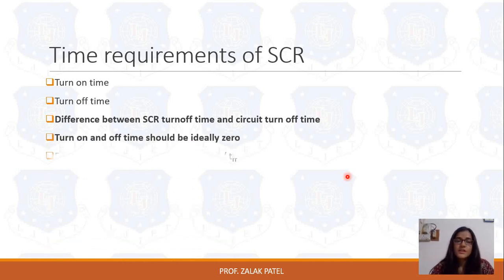Next is the reverse recovery time. The reverse recovery time is due to the charge that passes during the reverse recovery time duration. QRR is the charge of reverse recovery and TRR is the reverse recovery time. Based on this equation, let's see one example.